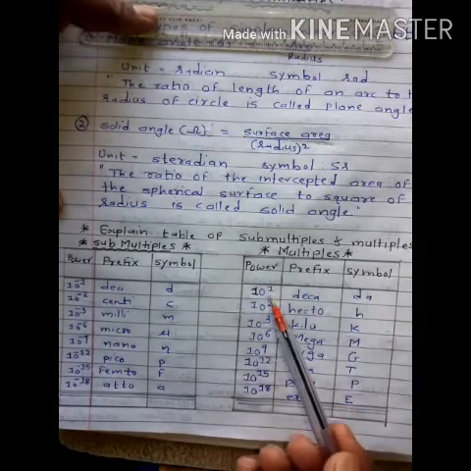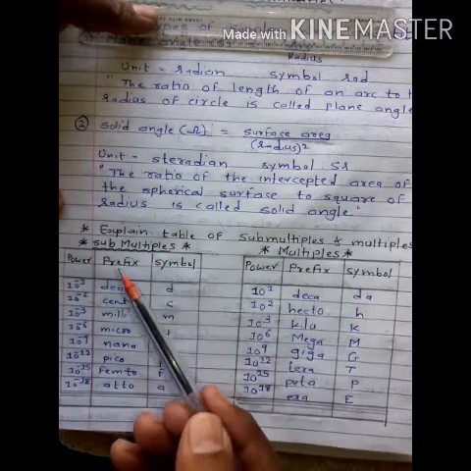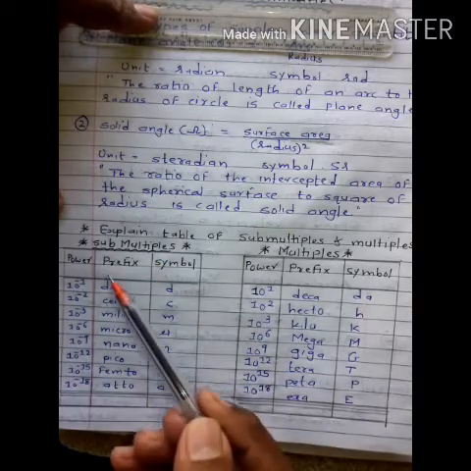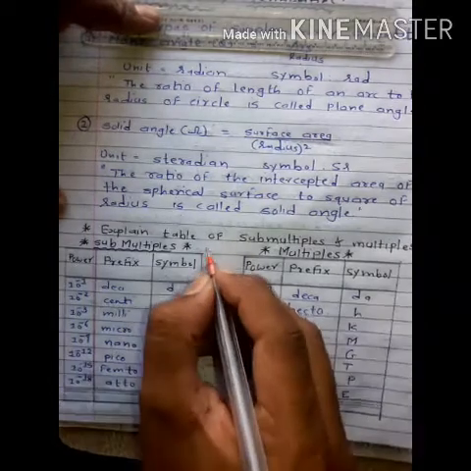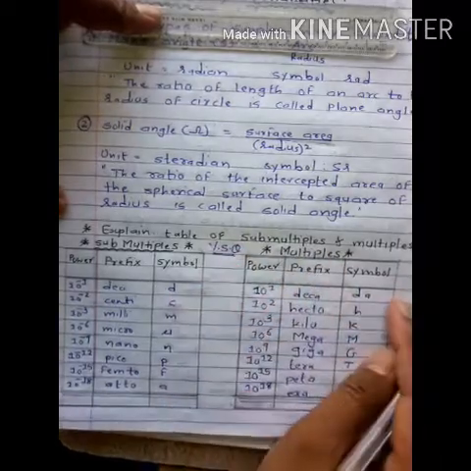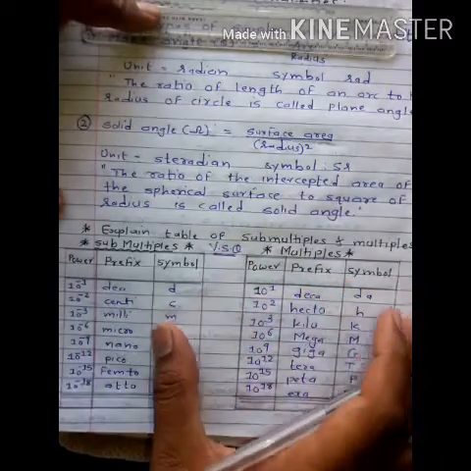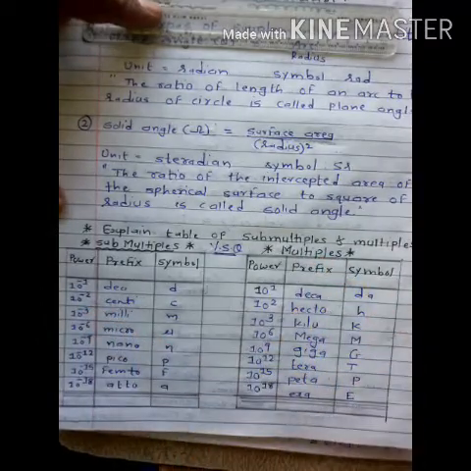In the table of multiples we use 10 to the positive power, and in the table of submultiples we use 10 to the negative power. Both tables are important for VSQ. In the question of VSQ, this table as well as in examples, both these tables are very important.